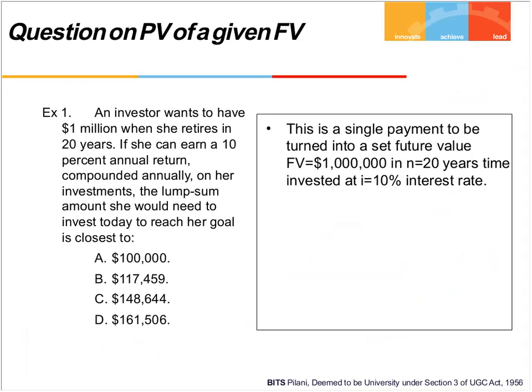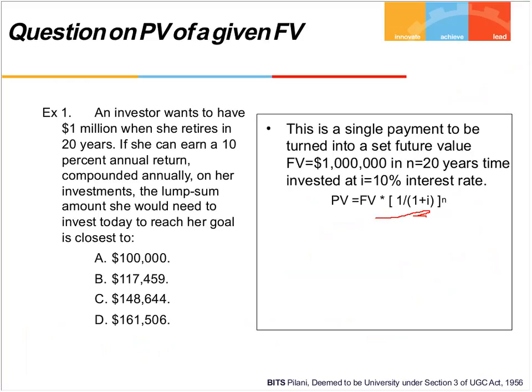6 zeros is 1 million. N is 20. Time is R equal to 10%. Present value equals future value times 1 by 1 plus R to the power n. Here it is shown as whole n, but generally when we write the formula, this n should be inside here. Please don't make that mistake.